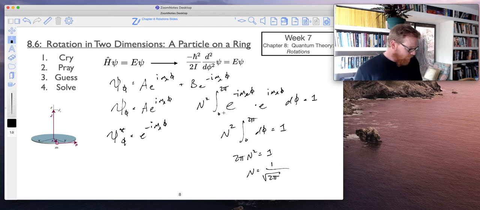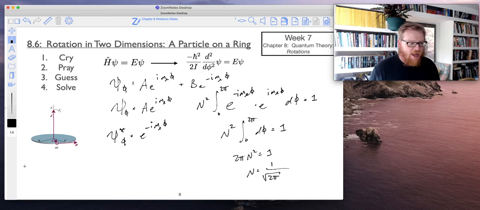So what does this mean now? Well, if we look at our wave function, I'm going to write the wave function as psi of phi equals 1 over the square root of 2 pi times e to the i m_l phi. And so what about this m_l? Can we get those quantum numbers that we talked about out of this m_l in a different way?